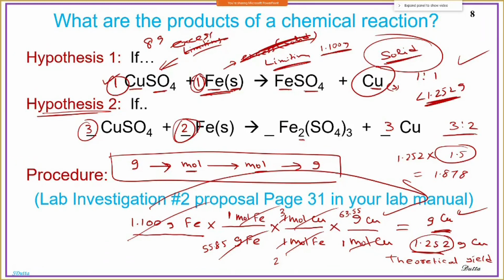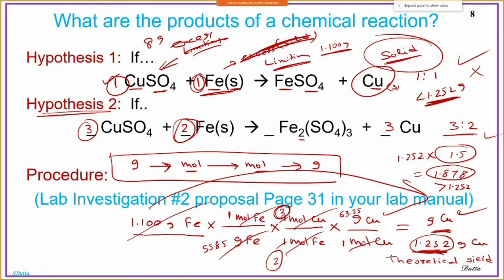I just simplified because the only difference is 3 and 2, which is 1.5. So if I multiply this one by 1.5, I can get the amount for equation 2. So if you get more than 1.252 grams and less than this amount, you know equation 1 cannot be valid. Equation 2 must have taken place. This is how, using stoichiometric calculation, you can figure out which equation is valid.